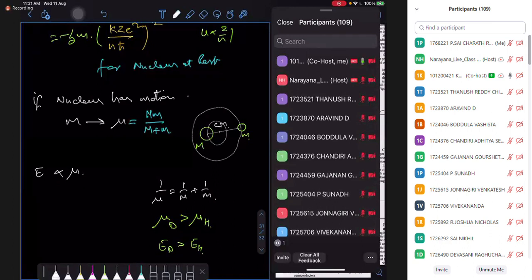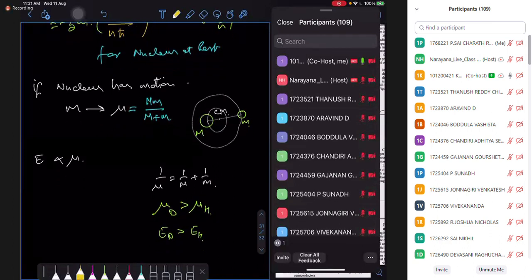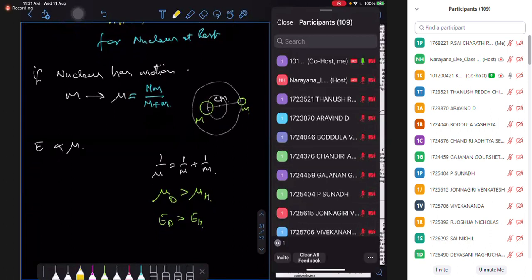Now you can tell me what happened to my lambda. Lambda is inversely proportional to the energy, right? So the deuterium wavelength is going to be less than that of hydrogen.